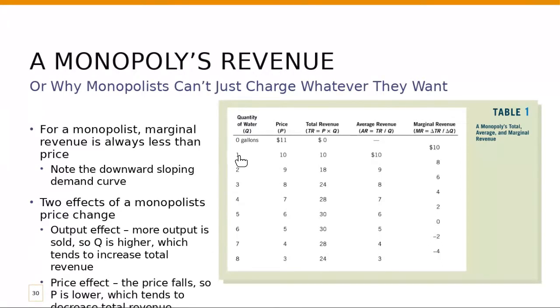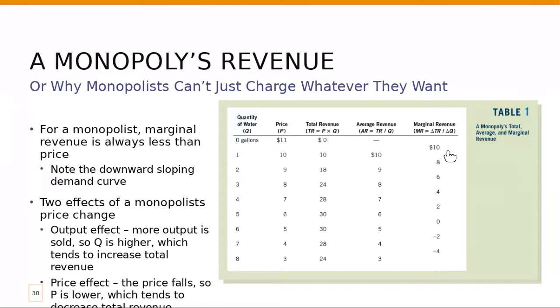So for example, at 1 gallon, the price is $10. So the total revenue is simply price times quantity, 1 times 10. The average revenue is simply total revenue divided by quantity, so 10 divided by 1 equals 10, and then the marginal revenue is the change in total revenue over the change in quantity. Well, we changed from 0 to 1, and we changed in total revenue from 0 to 10, so therefore 10 over 1 equals 10.